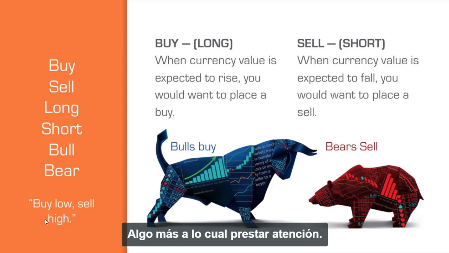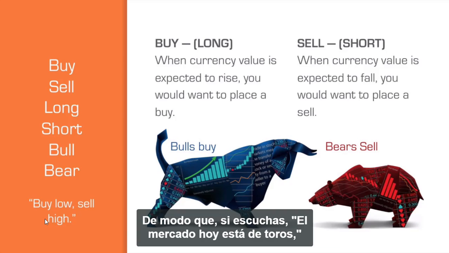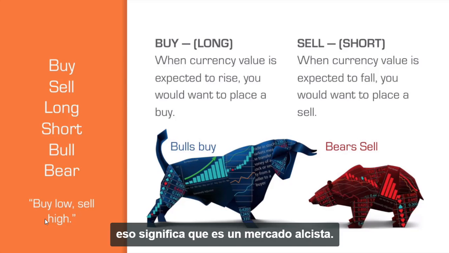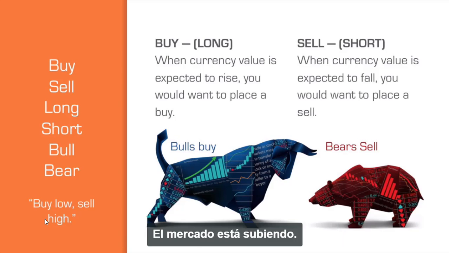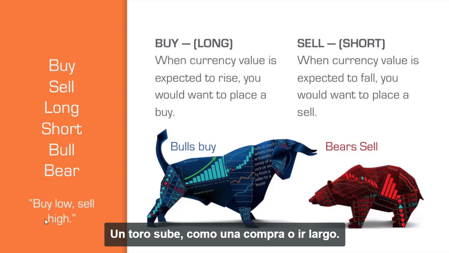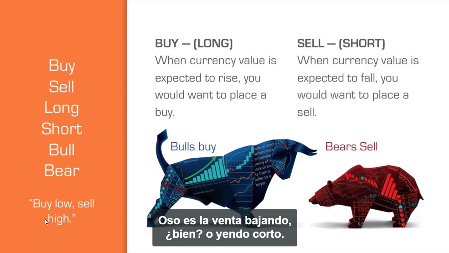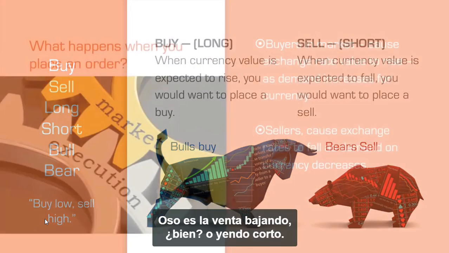Something else to pay attention to. You see the picture, the bulls versus the bears. Bulls are all buy orders. And bears are all sell orders. So if you hear the market is bullish today, that means it's an up market. The market is rising. If it's a bearish market, that means the market is going down. So bulls versus bears, a bull is going up like a buy or going long. Bear is the sell going down, or going short.